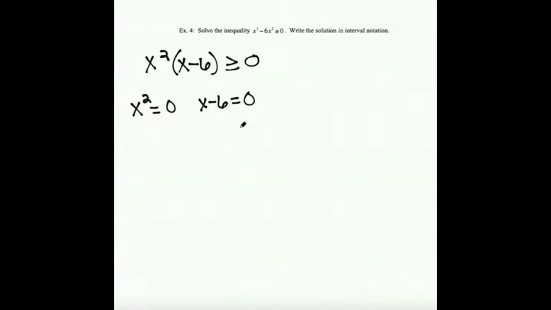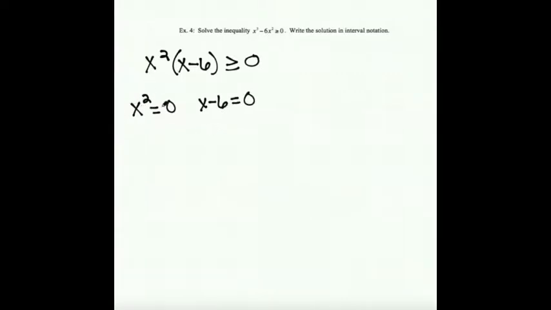Example 4. Solve the inequality x cubed minus x squared is greater than or equal to 0. So again, we have 0 on the right-hand side, so we're going to go straight to factoring the left-hand side. Notice we have a GCF again. The greatest common factor is x squared. That leaves me with x minus 6 is greater than or equal to 0. I can't factor any further, so I take each factor and set it equal to 0. So x squared equals 0, and x minus 6 equals 0.